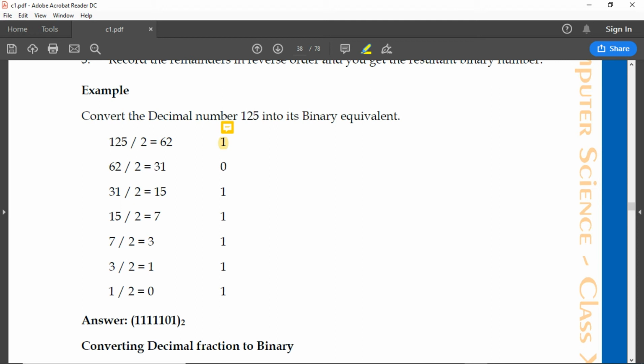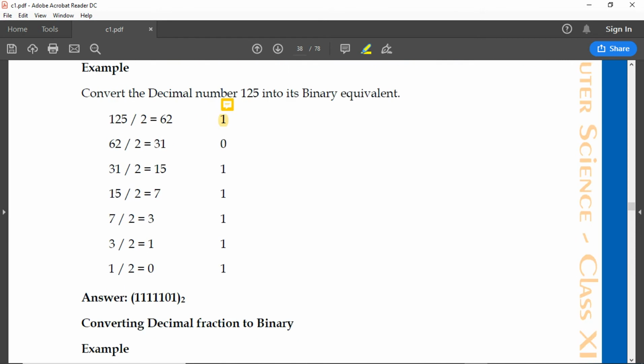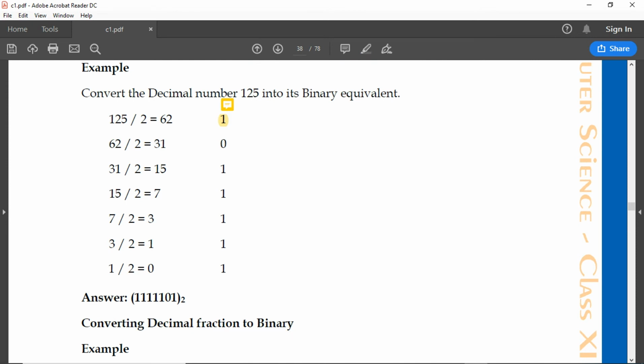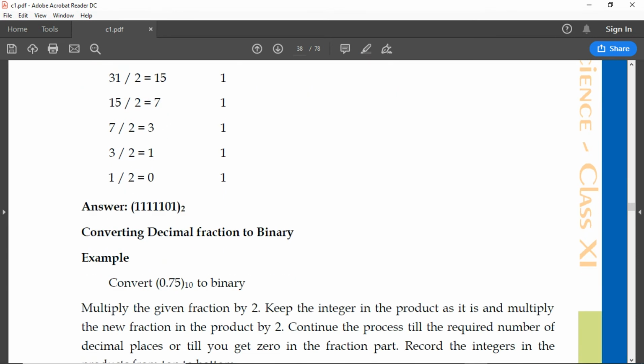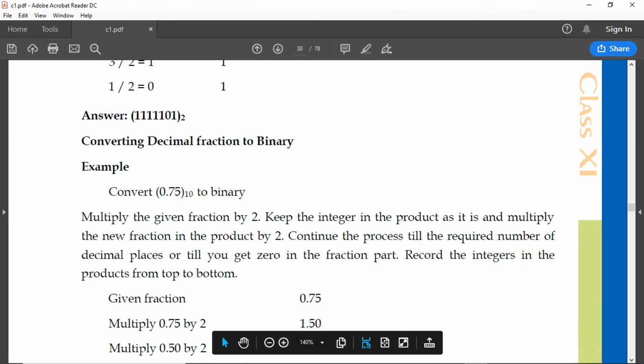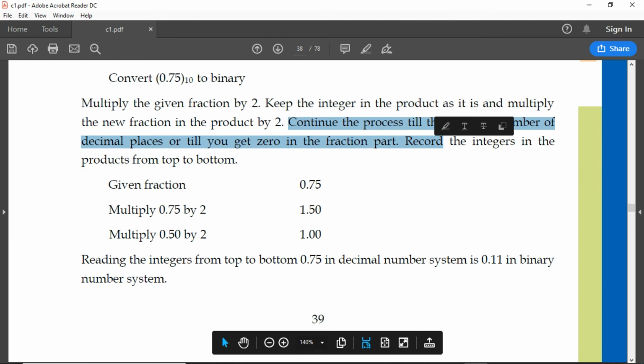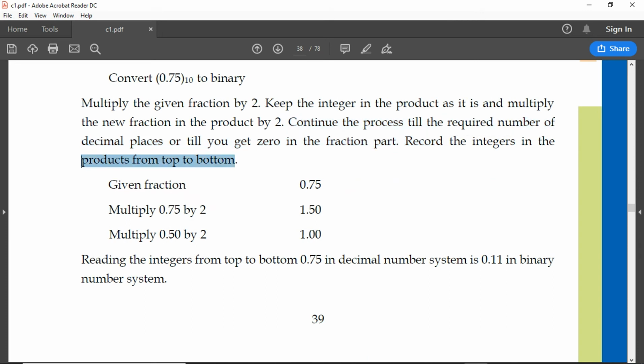Converting decimal fraction to binary. Example. Convert 0.75 base 10 to binary. Multiply the given fraction by 2. Keep the integer in the product as it is and multiply the new fraction in the product by 2. Continue the process till the required number of decimal places or till you get 0 in the fraction part. Record the integers in the products from top to bottom.